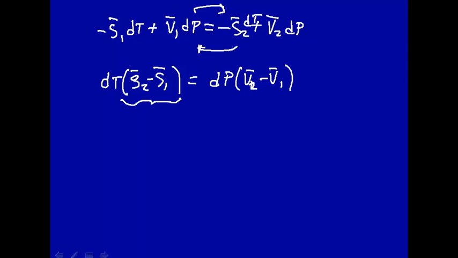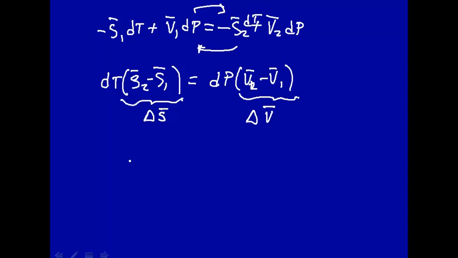Let's define this as delta S. So this is the change in the partial molar entropy when you go from phase 1 to phase 2, final minus initial. And this will give a symbol delta V with a bar across it, and that's the final V2 minus V1, phase 2 minus phase 1.